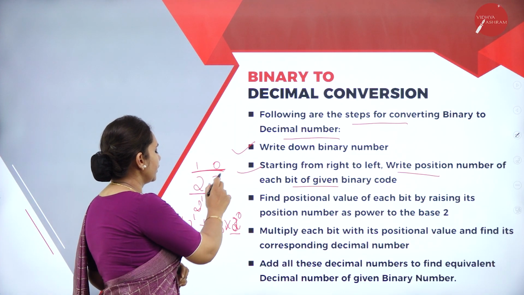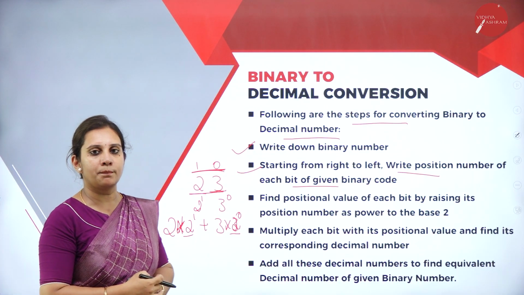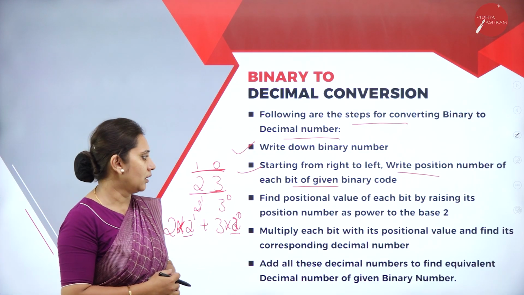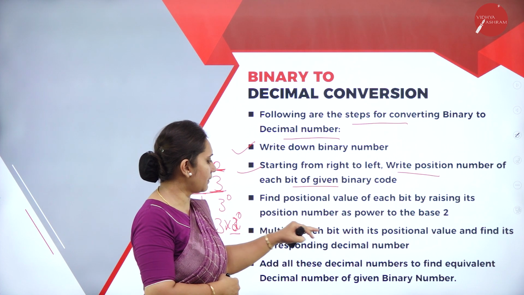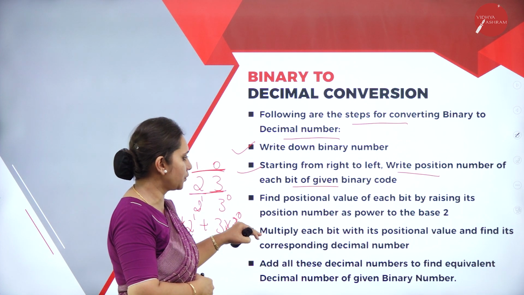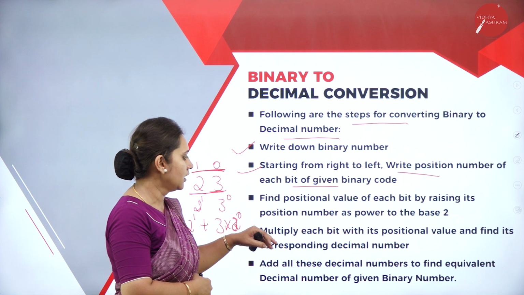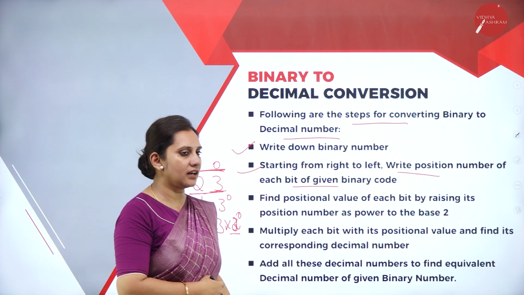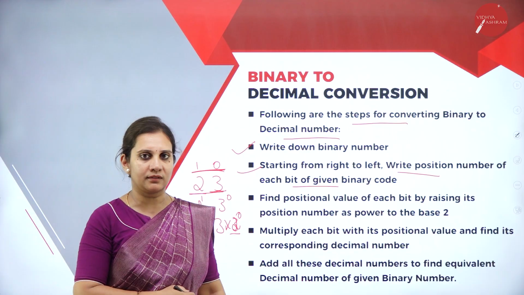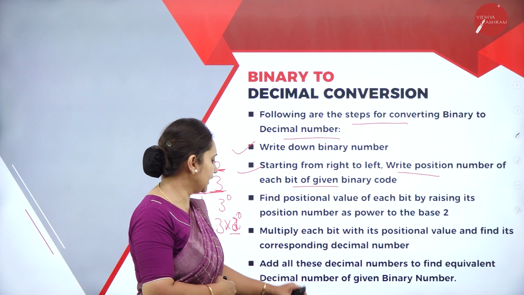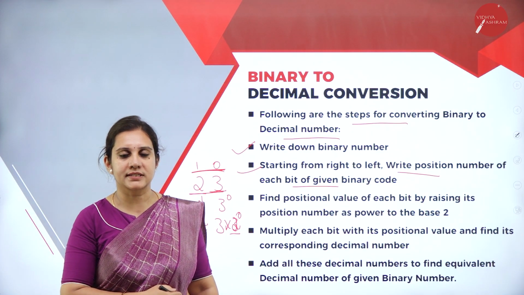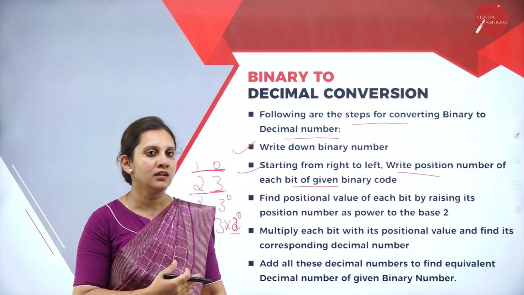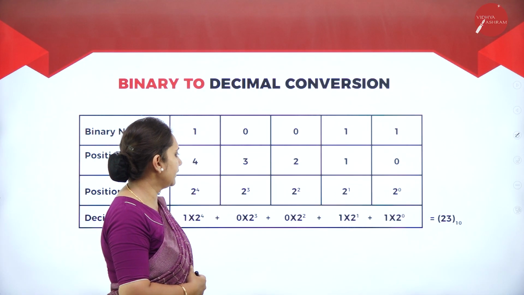So, the only thing you need to keep in mind is the position of the number. After that, what should I do? I should multiply each bit by its positional value to find its corresponding decimal number, and after that you need to add all those numbers to get the equivalent decimal number. That is what we mean by converting from binary to decimal.